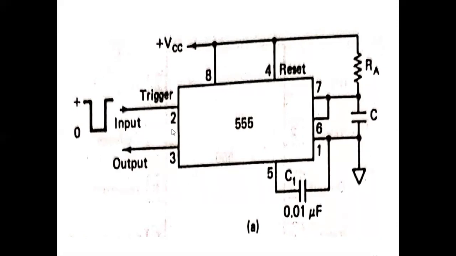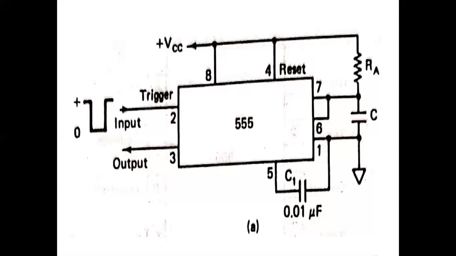The monostable circuit has only one stable state, that is the output low state, and hence the name monostable. Therefore, normally the output of the monostable multivibrator is low.